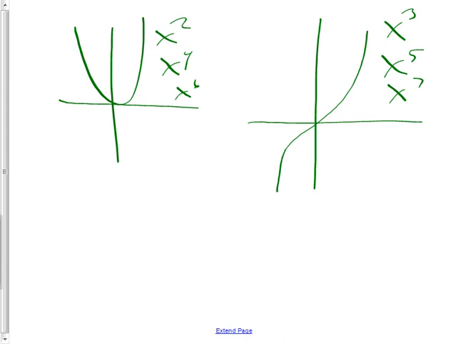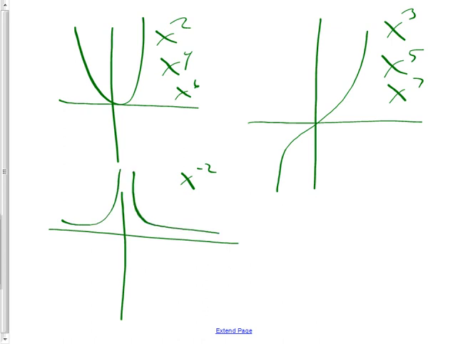How about this? If I put a negative in front of it, it flips it upside down, right? But what if I do a negative in the power, x to the negative second? And that one looks like this. All of a sudden, it's got asymptotes. Can you remember that x to the negative second is the same as 1 over x to the second? And do you remember those 1 over x ones are the ones that had the asymptotes in them?